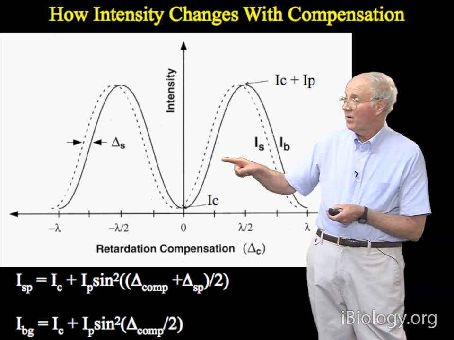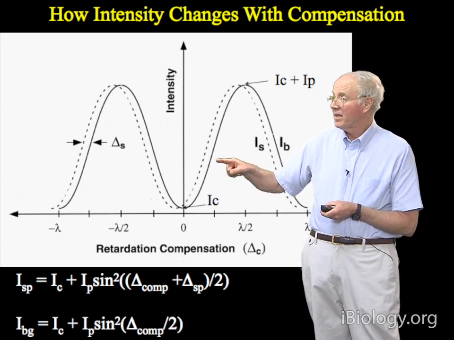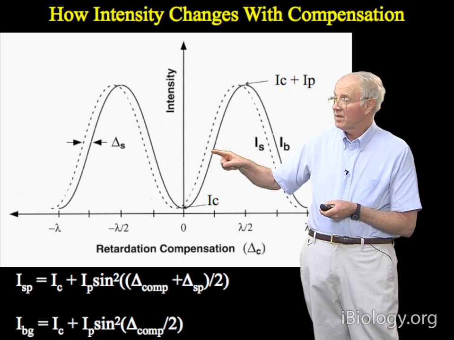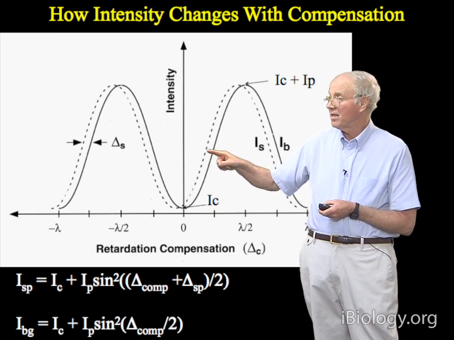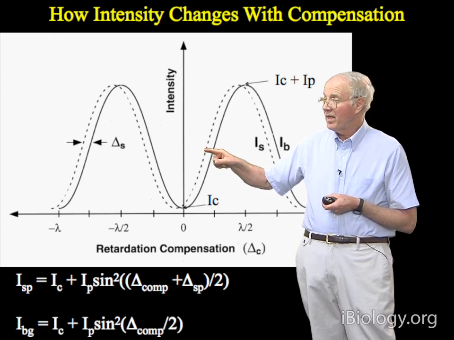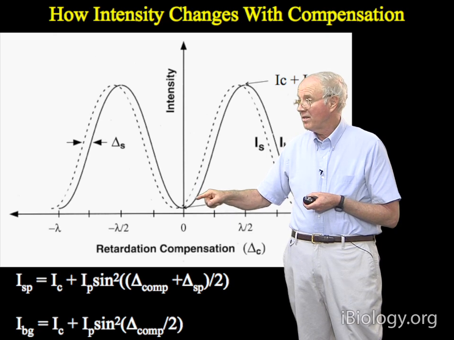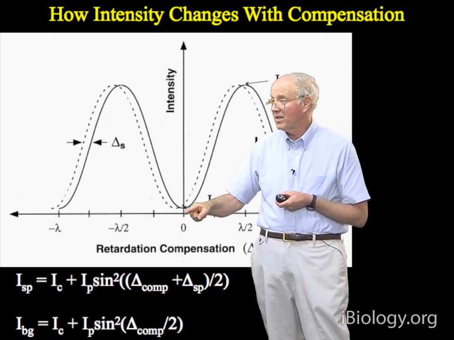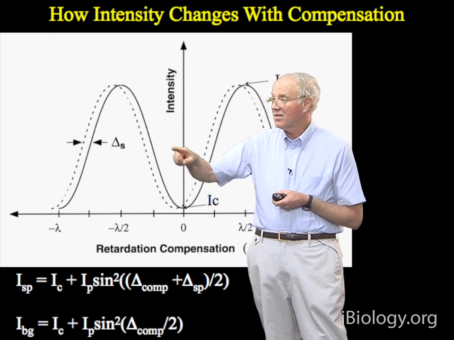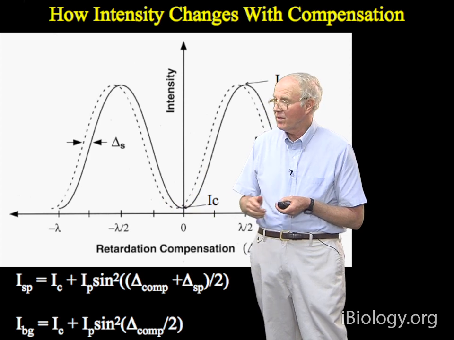And so I made a plot here of this sine squared function. The solid line here is the background light intensity, and the dotted line is the intensity for an edge. And if this is the right-hand edge, it's brighter than the background. And if it's the left-hand edge, you can see over here that it's darker than the background. And this is the variation that you get in light intensity as you add more or less compensation.